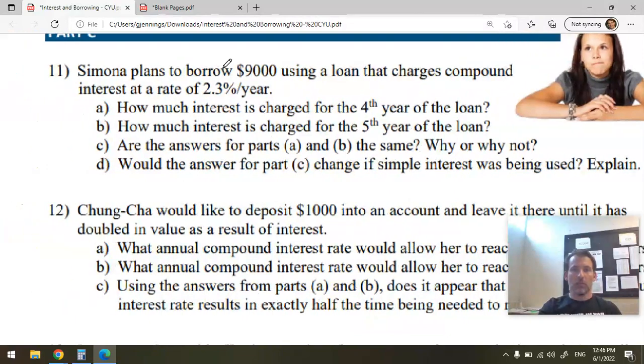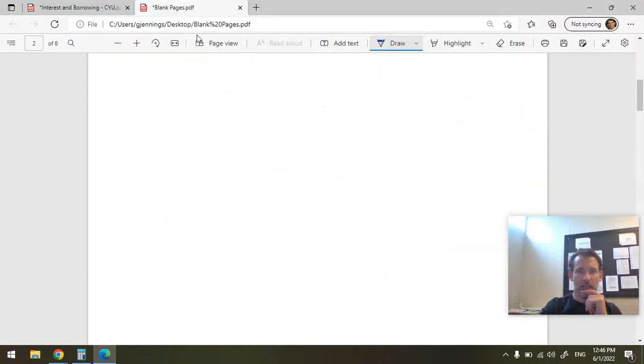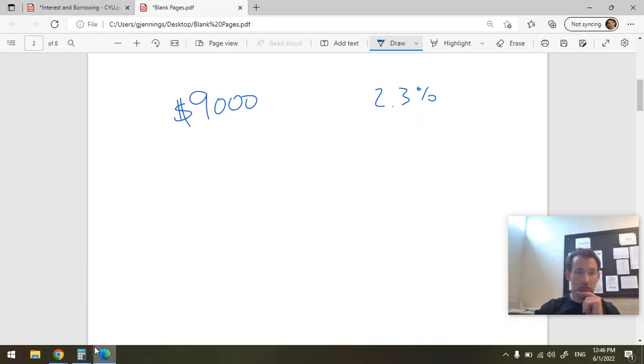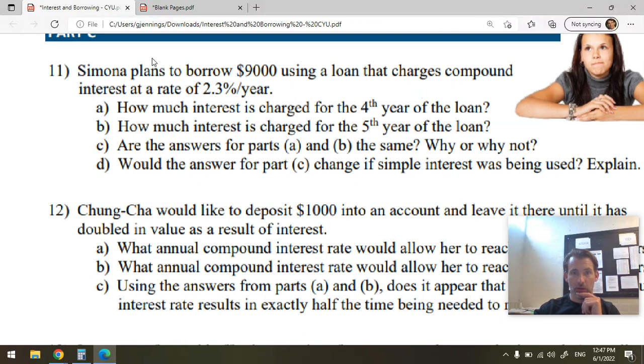Simona is planning to borrow $9,000 using a loan that charges compound interest at the rate of 2.3% per year. How much interest is charged for the fourth year of the loan? Okay, that's a tricky question. I am going to use my blank pages for that. So here is the $9,000 that she borrows. We're interested in 2.3%, and we want to know how much interest was charged in the fourth year.